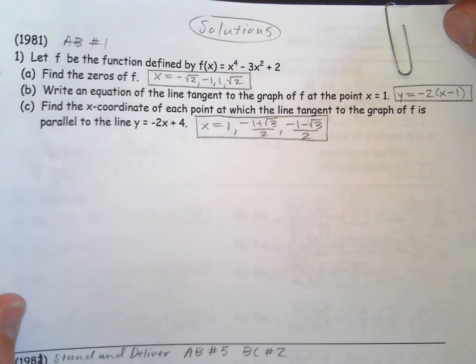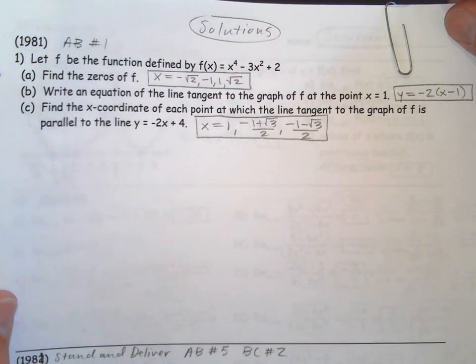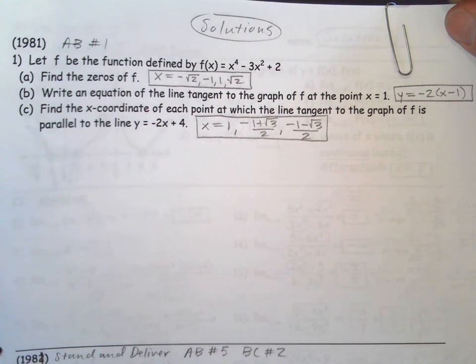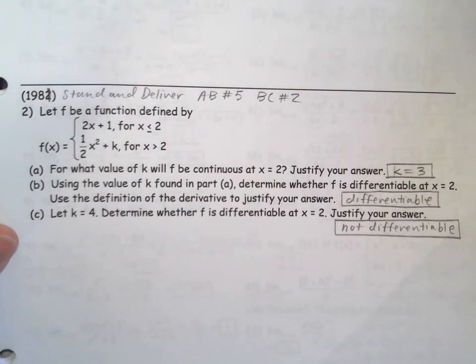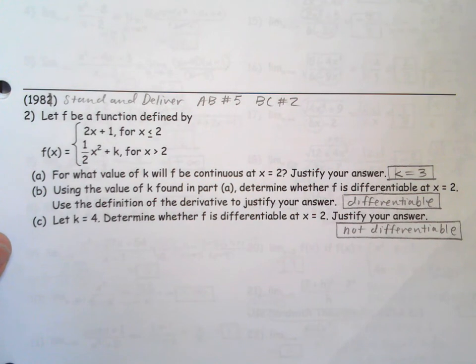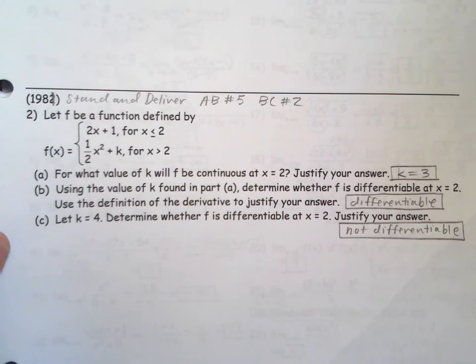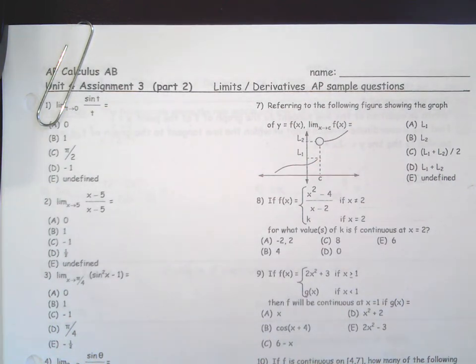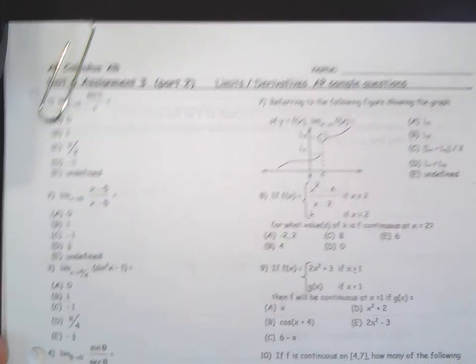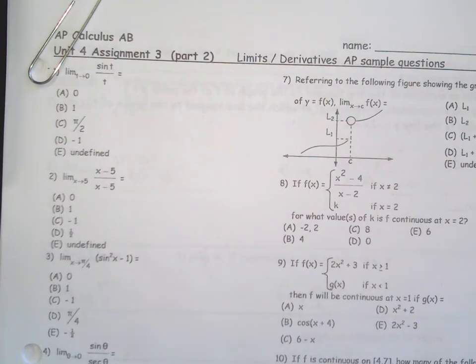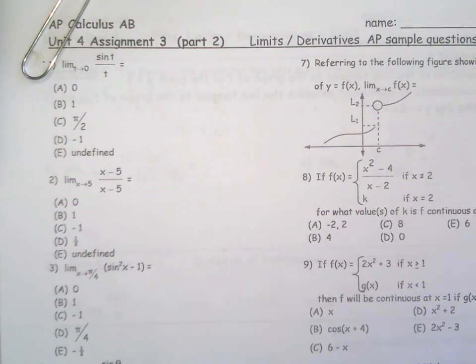So here are the answers. Got to show work, of course. Find the zeros, equation of the tangent line, x coordinate with tangent. This is the kind of stuff we've been doing before. And here's a piecewise function: for what value of k is it continuous, and use the value of k from part a if it's differentiable. So we're going to do these. There are a couple problems on this that we haven't necessarily talked about, but we can try.